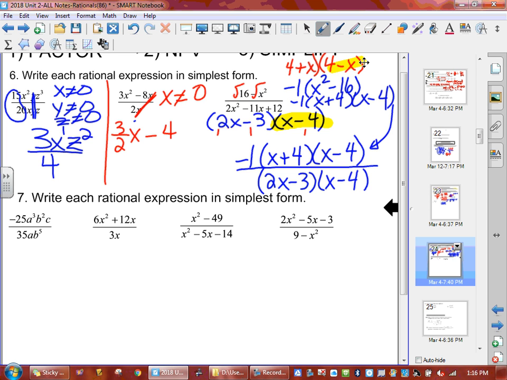So now your final answer to this question would be this with the non-permissibles. Okay? So you have to be careful about those ones that have a negative there. You've got to take that negative out so you can reverse the order of those two. And that's super important for those.